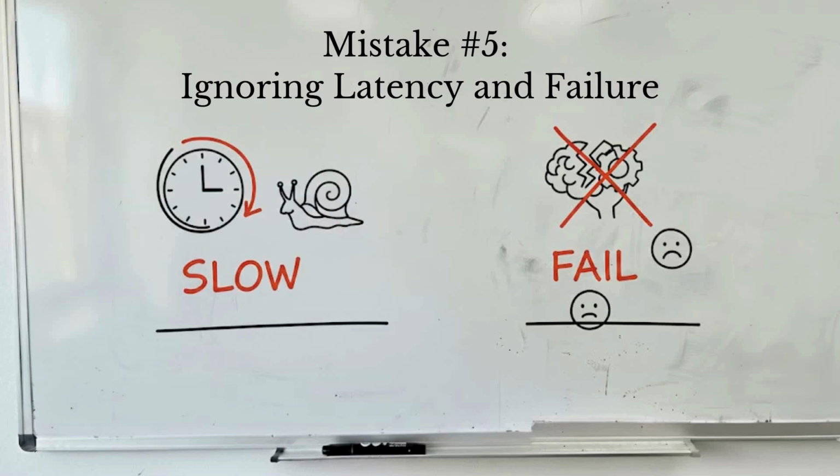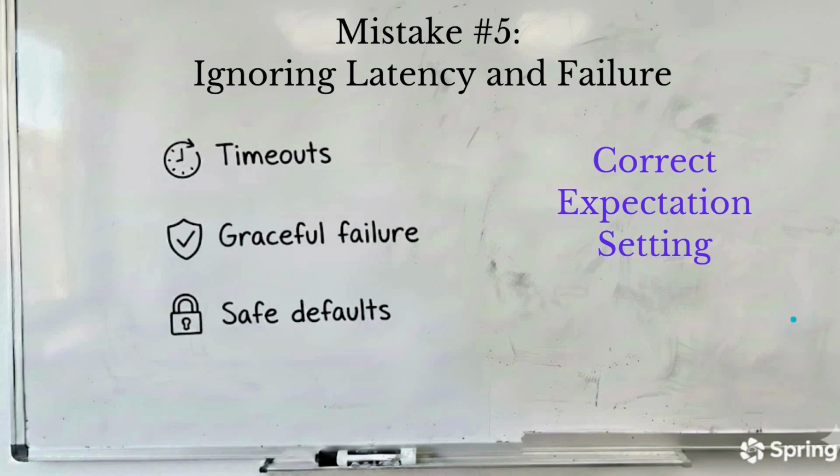AI calls are slow compared to normal services. They can timeout, fail, or return partial responses. If your API does not plan for this, users will feel it immediately. Production systems should assume failure by default. AI should never bring down your API or block critical workflows.